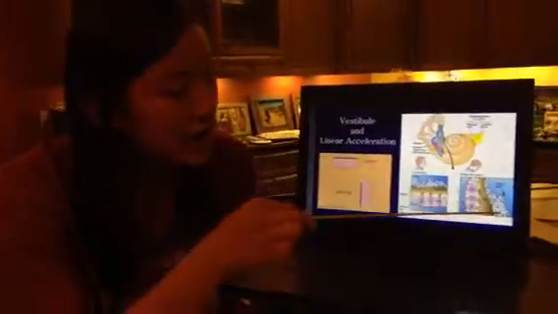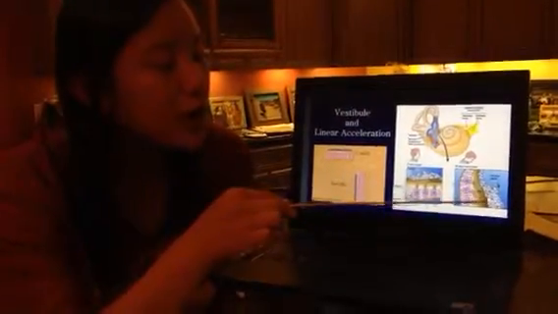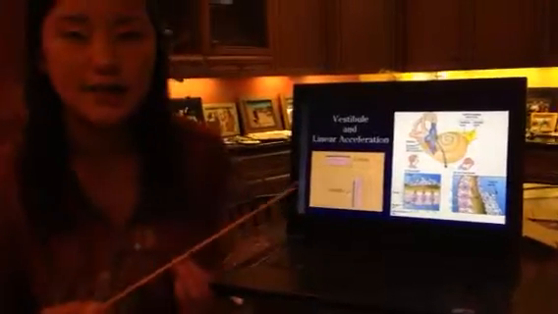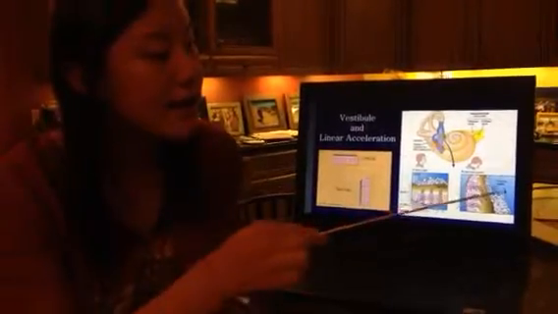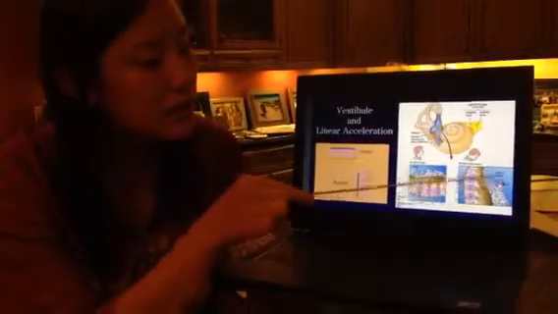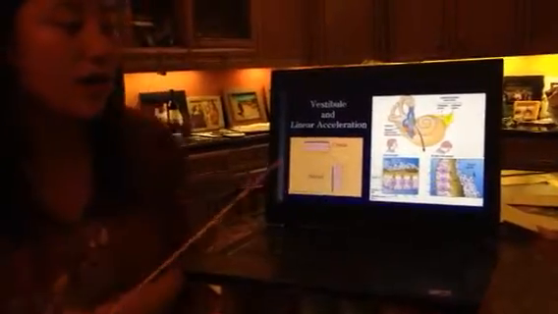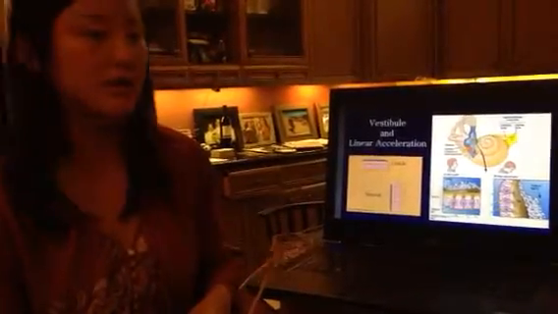Instead, we have otoliths, which are calcium particles connected to the hairs through an otolithic membrane, so we still have a gel-like substance. But unlike the other one, the endolymph, the blue picture in this drawing, pushes the otoliths down depending on the direction of our head. So it would be the yes motion or the no motion.